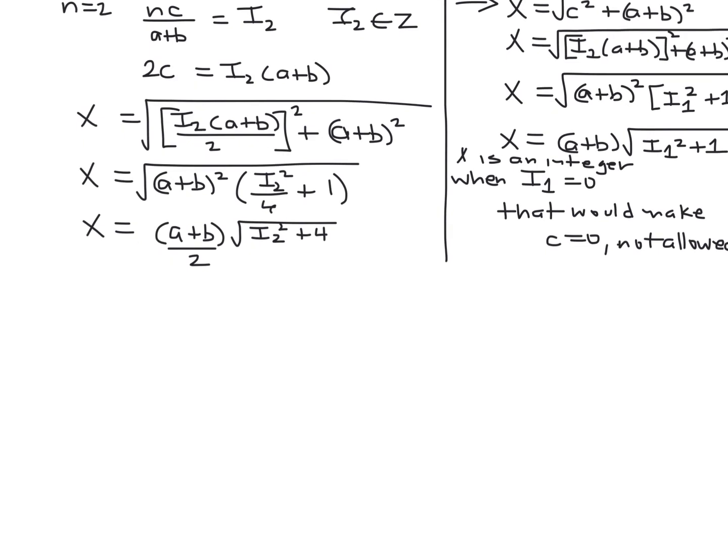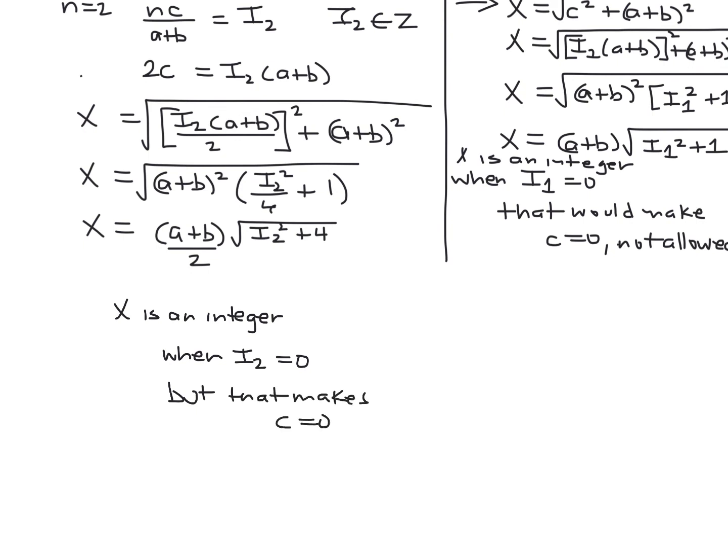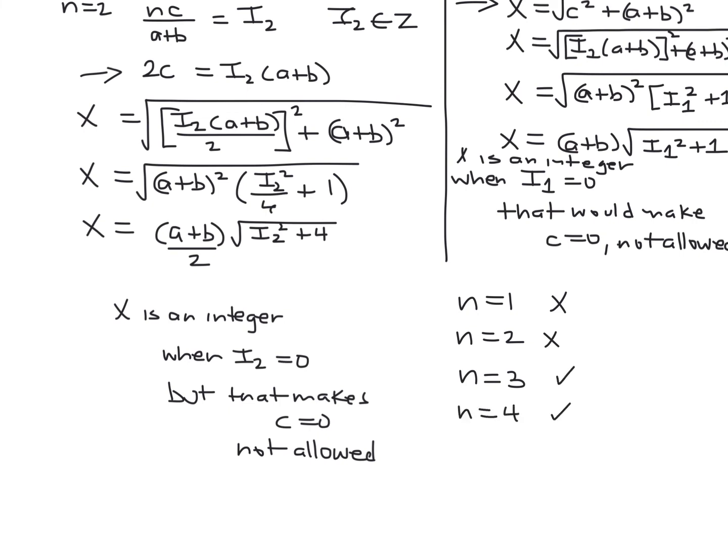Okay, now let's look at this. X is an integer this time when I2 is equal to 0. But again, that makes C equal to 0, if you plug I2 into that equation. Then of course that is not allowed again, since C has to be a positive integer. So n equals 1 does not work, n equals 2 does not work, and you will find n equals 3 will work, and so on. N equals 4 will work, and I'll let you guys do that.